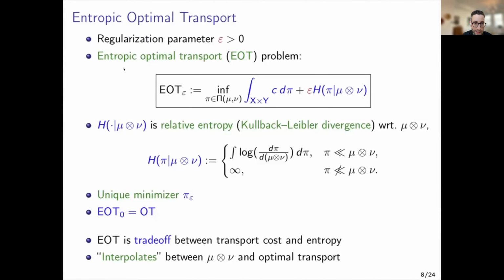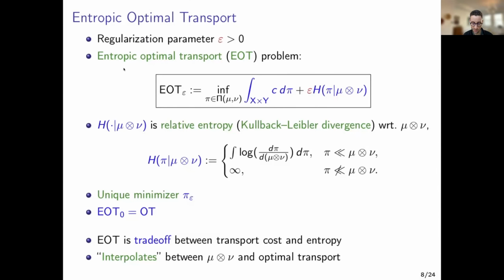The entropically regularized, or entropic, optimal transport problem is this one here. It's the exact same optimal transport problem in the Kantorovich formulation that we just saw, but we add a penalty. The penalty has two parts. The regularization parameter epsilon is just a positive number that tells us how strongly we want to take into account the penalty function. And the penalty that we're choosing is the relative entropy or KL divergence of the coupling pi with respect to a reference measure, which I choose to be the product of the two marginals, so mu times nu.